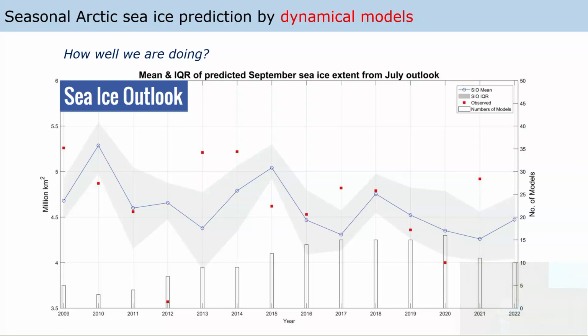Here we talk about dynamic models, okay? So no statistical models. From the Sea Ice Outlook, the blue circle is the prediction from the July outlook, and the red square is the satellite observation. So you see for most years, the prediction deviates from the observation significantly, especially last year, and probably also this year.